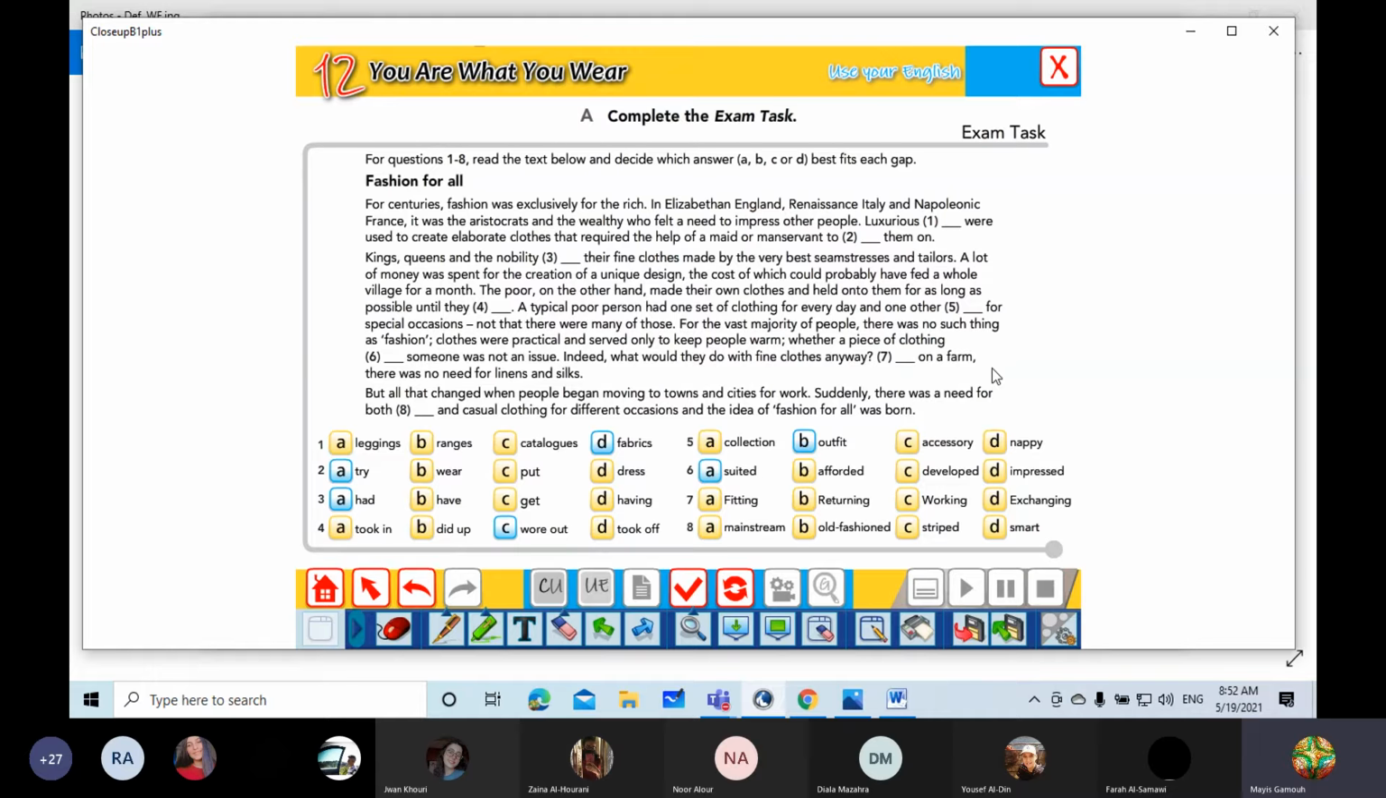Let's go back and have some definitions. What's the meaning of vast majority? Big, the majority of people. Yes, the big majority, the big amount of people. Thank you. Let's go to the word practical.